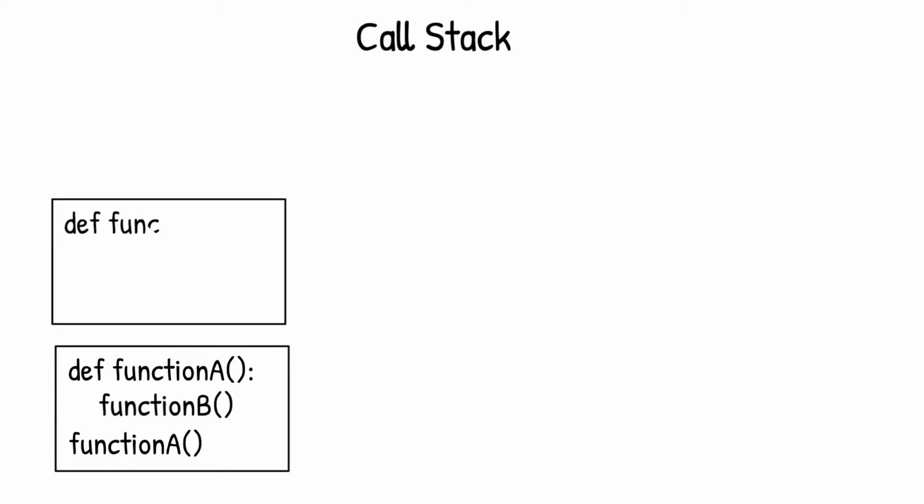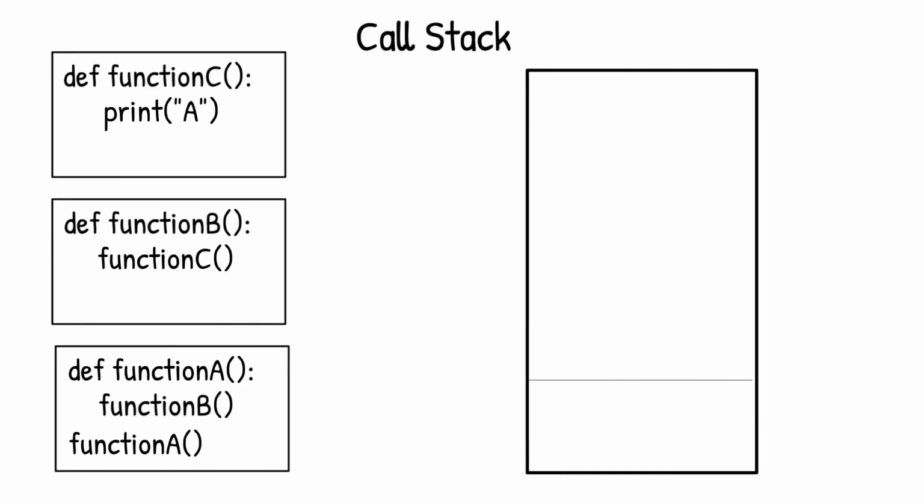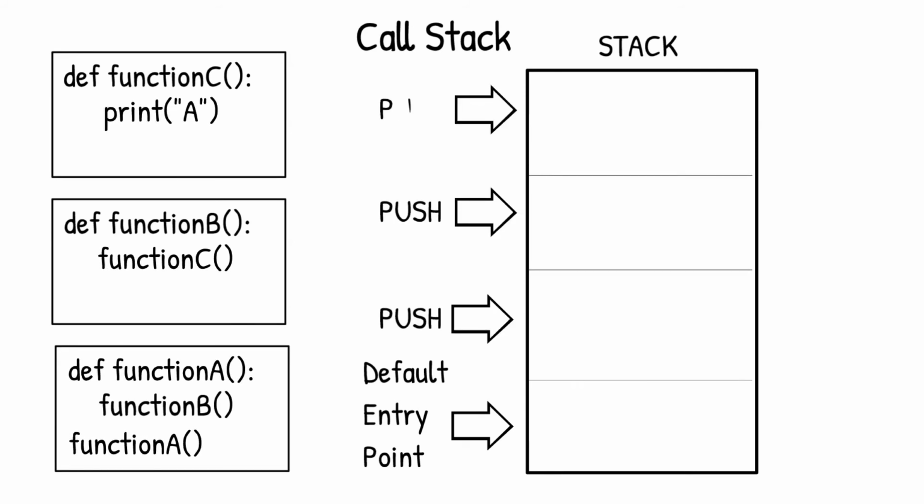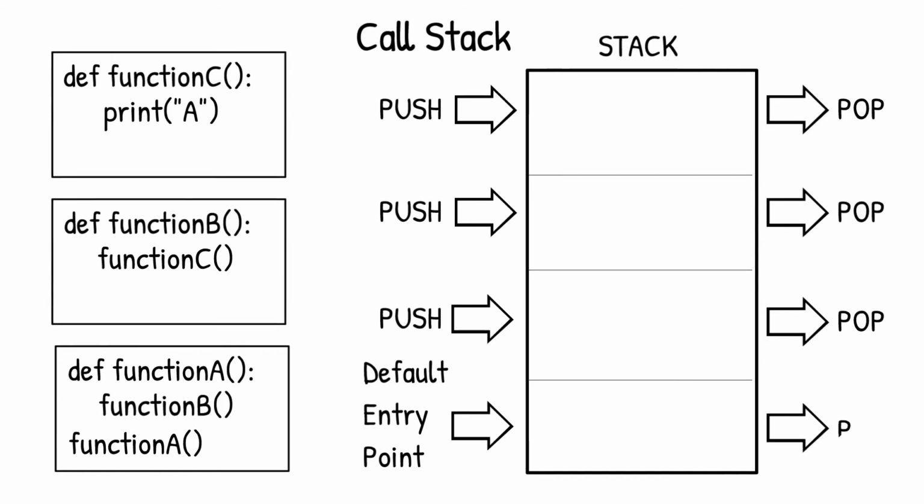In the call stack, for each active function call, the bottom of the stack becomes the default entry point of the program. For every function call, a new frame is pushed onto the call stack, and every time a function call returns, its frame is popped off from the top.